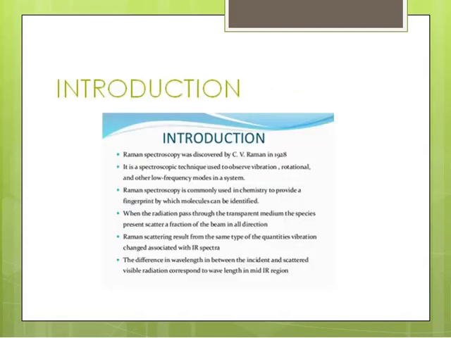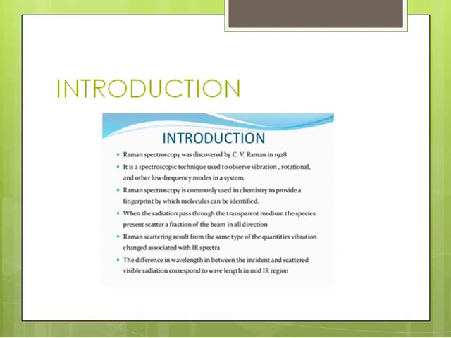In the introduction, Raman spectroscopy was discovered by C.V. Raman in 1928. It is a spectroscopic technique used to observe vibration, rotation, and other low frequency modes in a system. Raman spectroscopy is commonly used in chemistry to provide a fingerprint by which molecules can be identified.